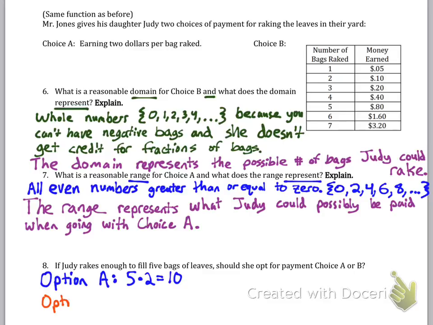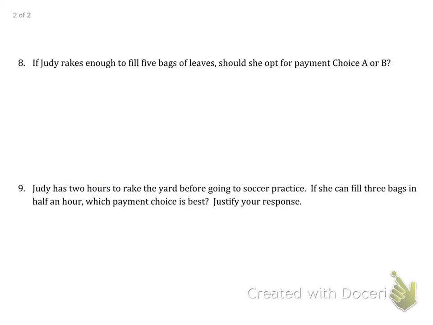For option B, we see that right there on the table, so I'm going to circle that, and notice that she only makes 80 cents for option B. So if she's just going to rake 5 bags, she should go with option A because she makes a lot more money that way. This last problem, though, we have to figure out how many bags she can rake. So I'm going to do this.